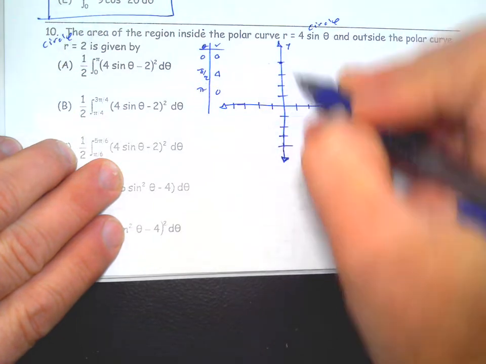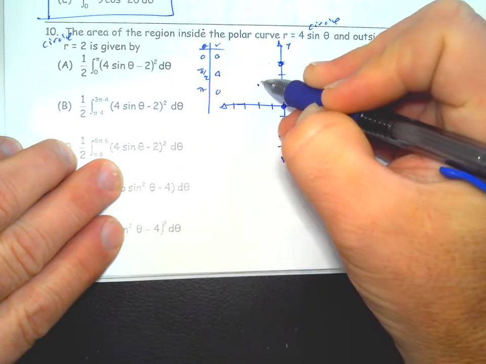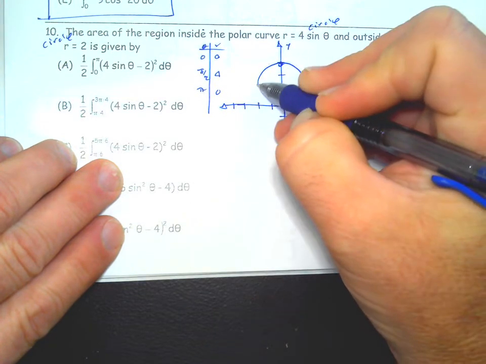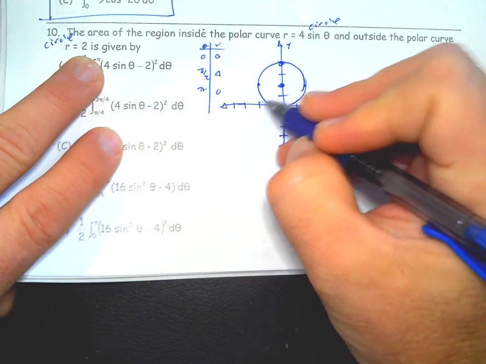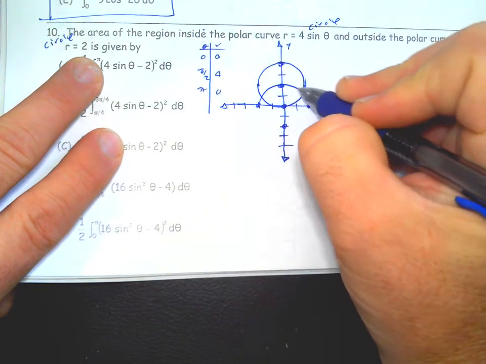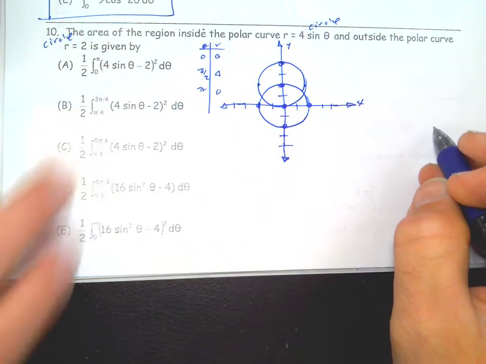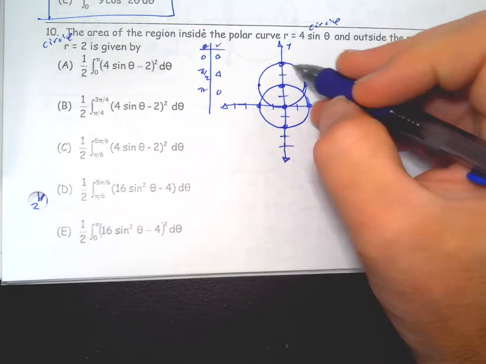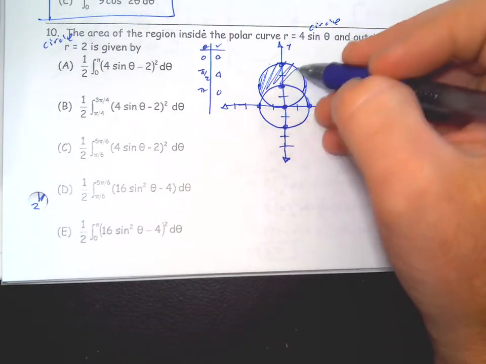That one is going to be 0, 0, 0, 4. It's going to have a radius of 2, diameter 4. So that's that one. And this other one is just like a really simple circle with a constant radius of 2 centered at the origin for all angles. Okay, so we want the area inside this curve, but outside the other one. So that's this area right here.